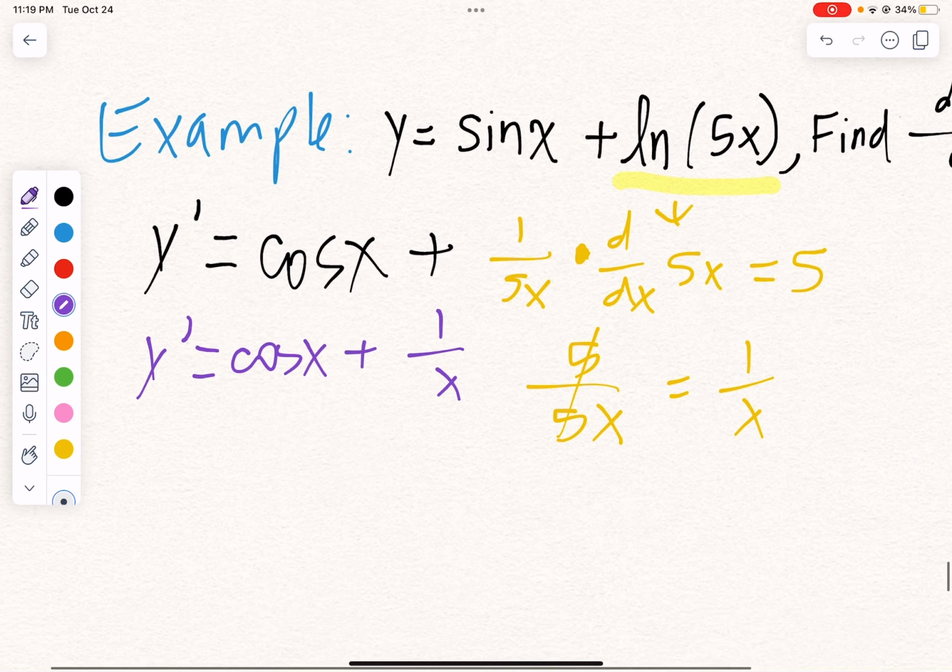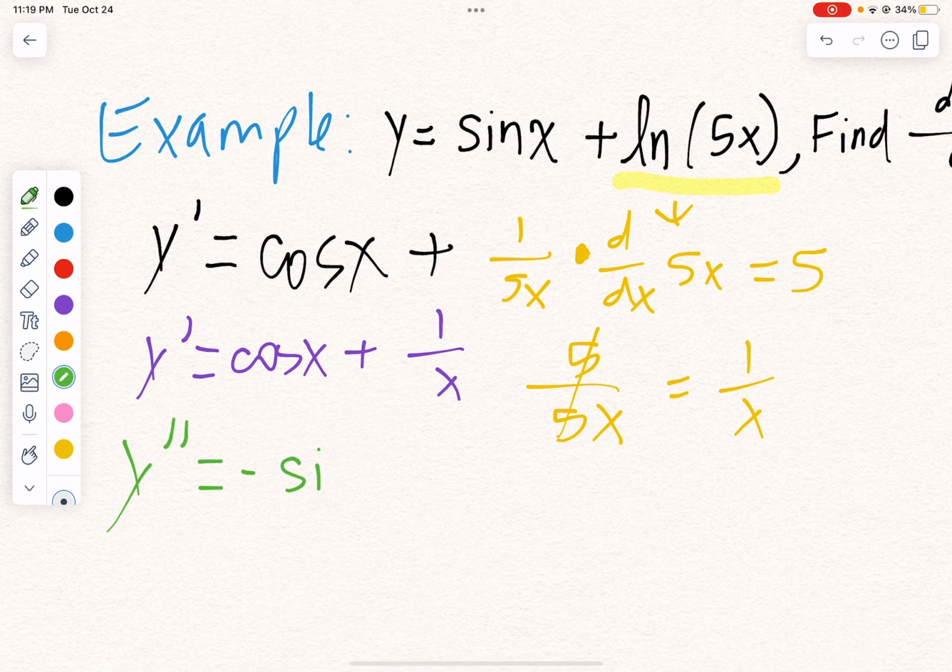And then, of course, they want us to find the second derivative, so we would do this basically all over again. Y double prime would be the opposite of cosine x, it's just negative sine x, plus the 1 over x.